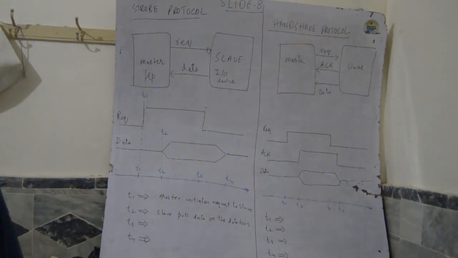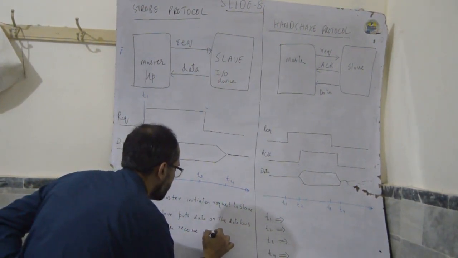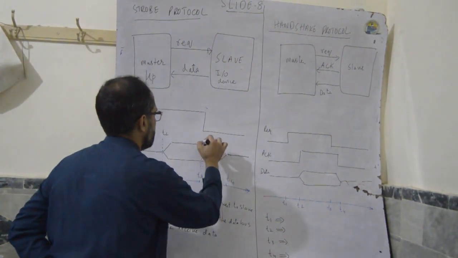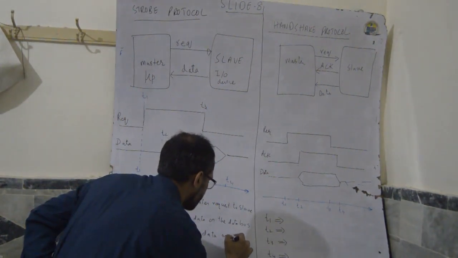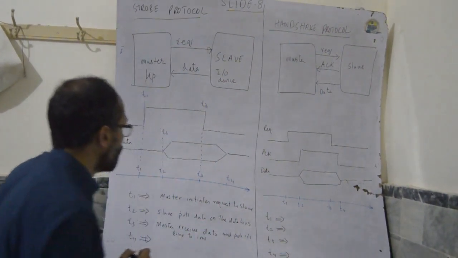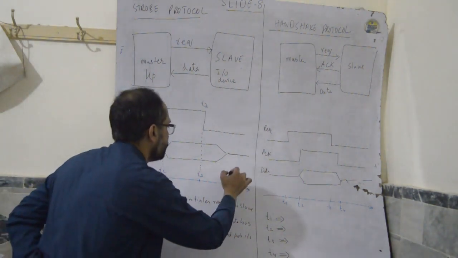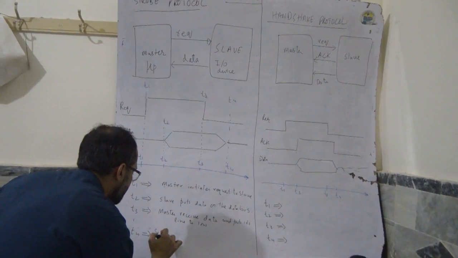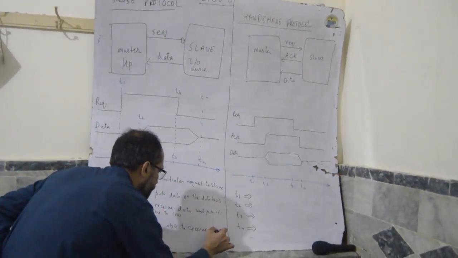Now what will happen at time T3? The master will receive the data, and at time T3, the master will receive the data and puts its request line to low. So what will happen at time T4? The slave is able to receive new data.